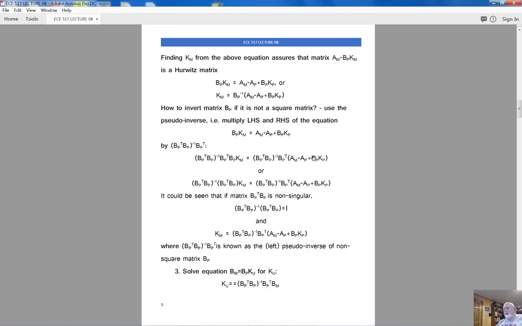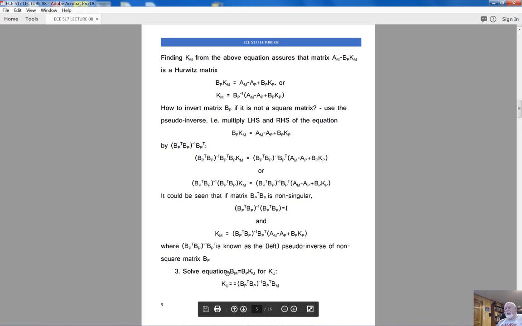In the right-hand side, we will have BP transpose times BP to the power of minus 1 times BP transpose times AM minus AP plus BP KP. You know, this expression is known as the left pseudo-inverse of a non-square matrix. Obviously, this left pseudo-inverse exists only if BP transpose times BP is not a singular matrix.